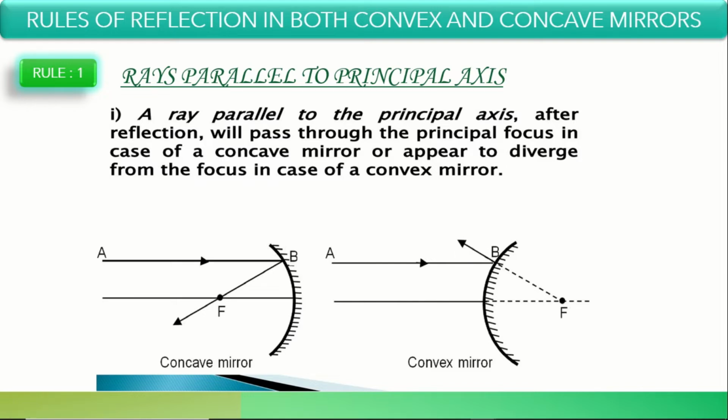So in the concave mirror, after reflection, the reflected ray passes through the principal focus. In the case of a convex mirror, the reflected ray appears to diverge, or appears to move from that principal focus. So by knowing this information, we are going to draw the ray diagram.